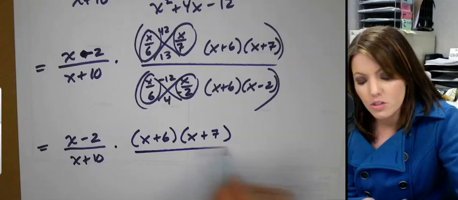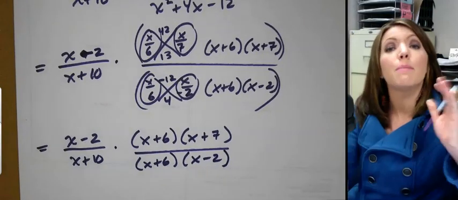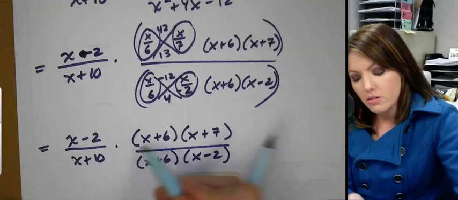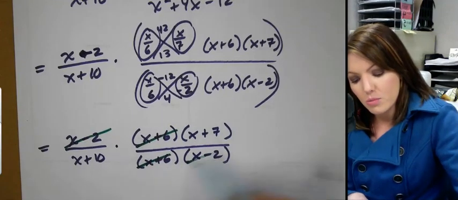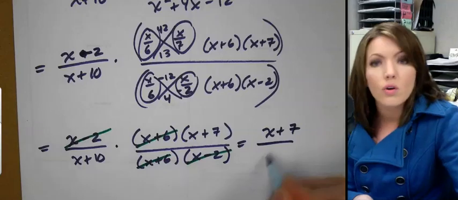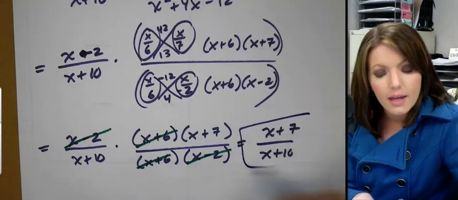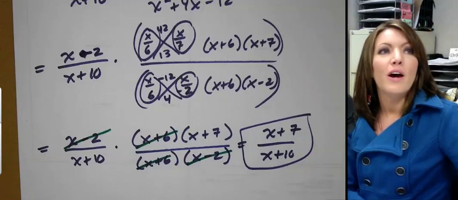All right, so here's what we end up with. x plus 6 and x minus 2. So we're looking for things that match in the numerator and denominator. There's the x plus 6, the x minus 2, and I'm left with x plus 7 over x plus 10, which is b again. All right, so that's pretty good.